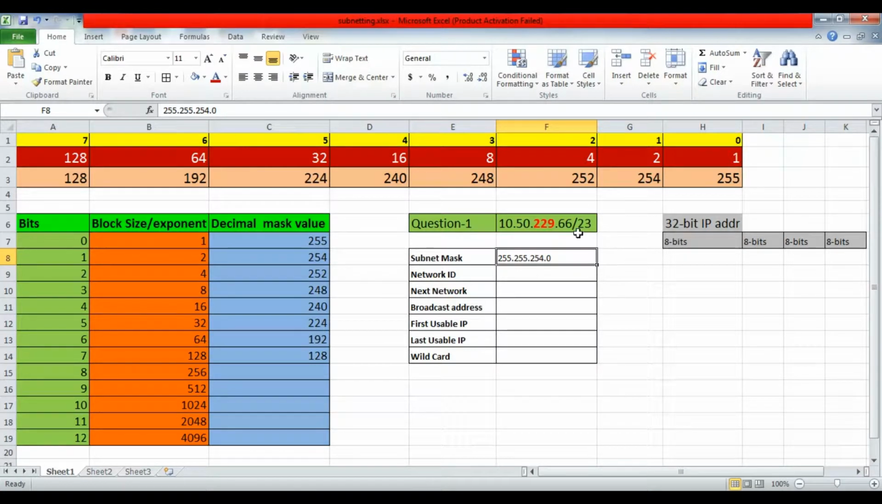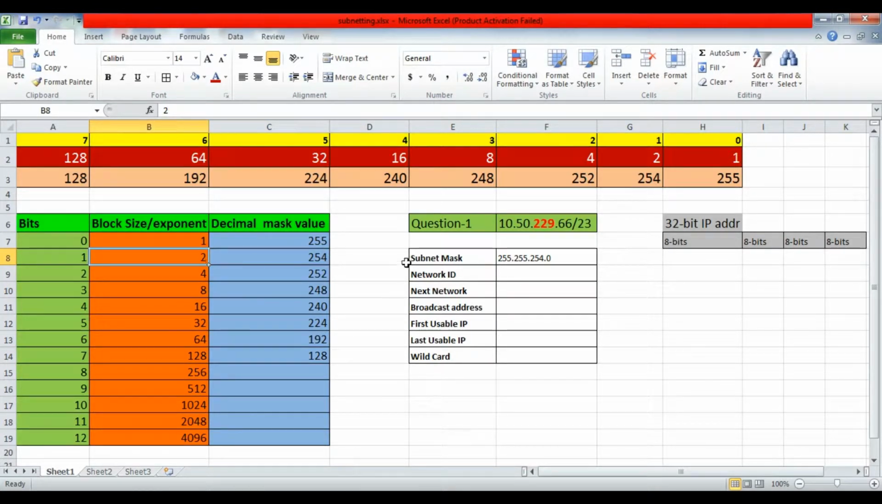Now, from this slash 23, we have worked out that we are working in the third octet. In the third octet, in the given IP address, we have the number 229. Now, for the network ID, we will use this cheat sheet. In the third octet, we have a subnet mask 254. We will find 254 here. Here it is written 254, and the block size against this 254 is 2.